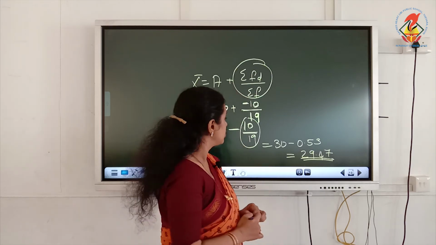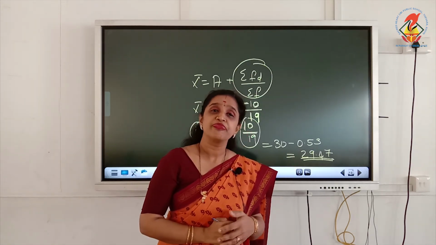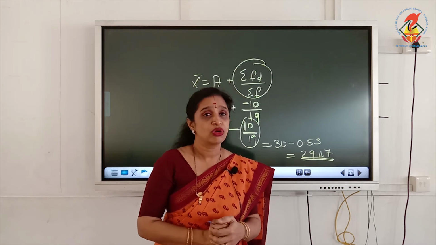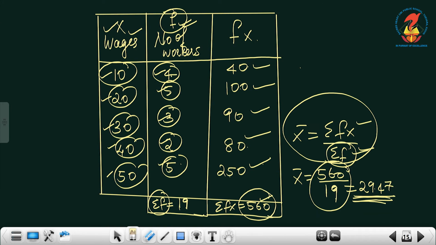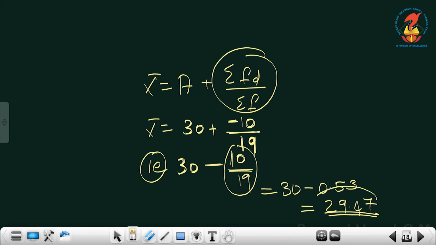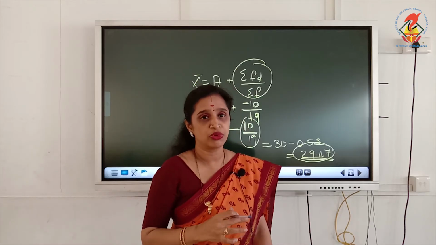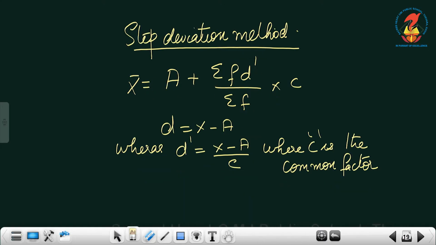So after finding the arithmetic mean using the shortcut method, you got the same answer as before, isn't it? Now let us check what was the answer that we got before using direct method. It was 29.47. Here also we got the answer as 29.47. Therefore, by cross checking the answer, we got both the same answer. Now the next method that we are going to learn is the step deviation method.